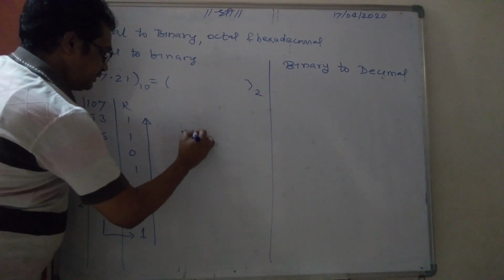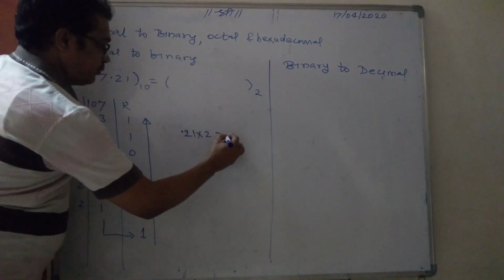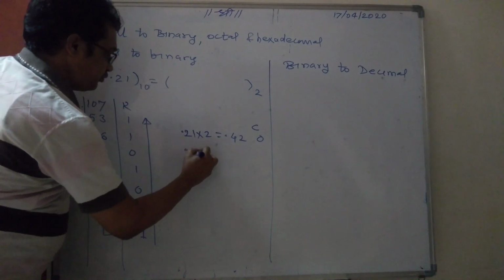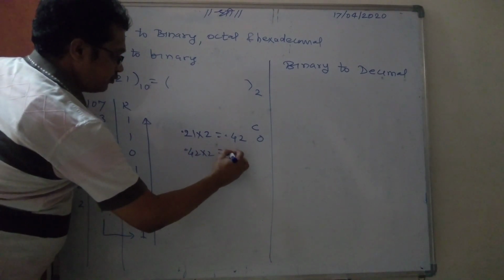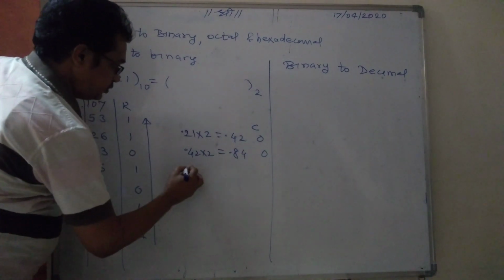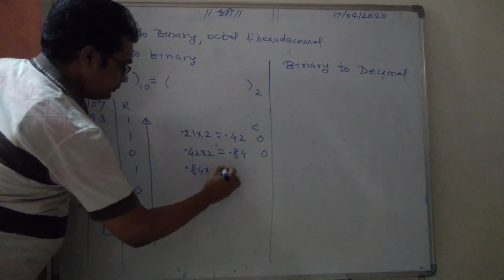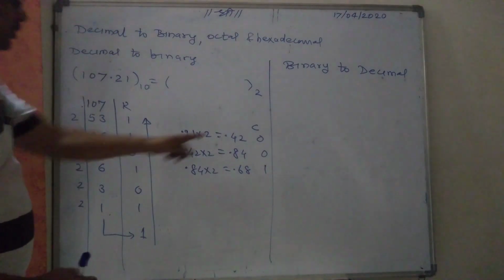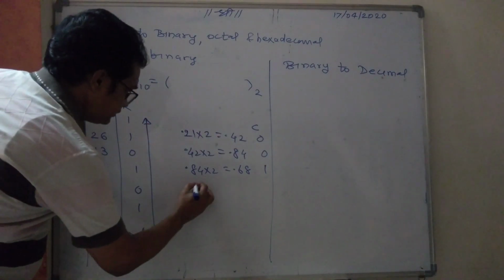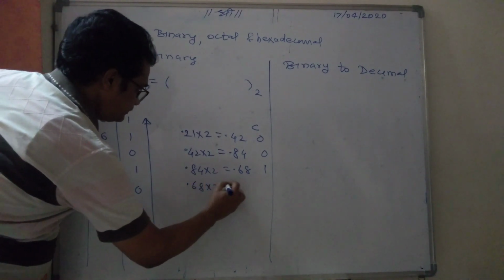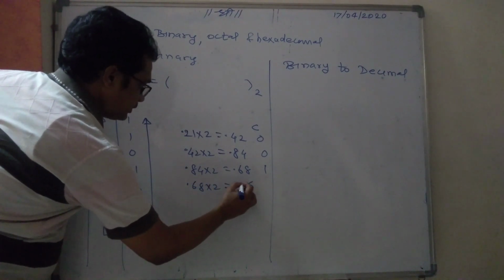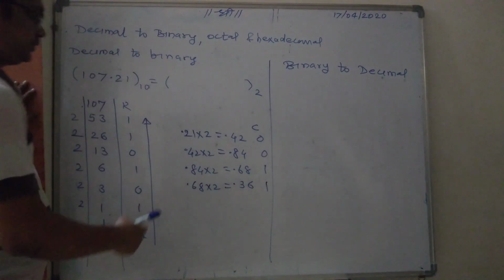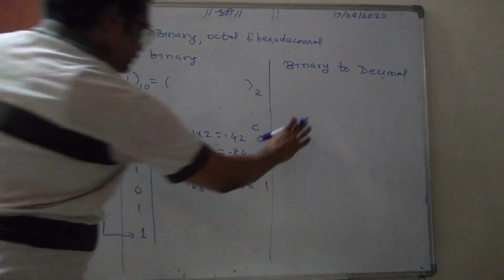0.21 into 2, write the product 0.42, carry 0. 0.42 into 2, 0.84, carry 0. 0.84 into 2, 1.68, carry 1. Go on writing fractional parts only. 0.68 into 2. Right? You have to stop somewhere.